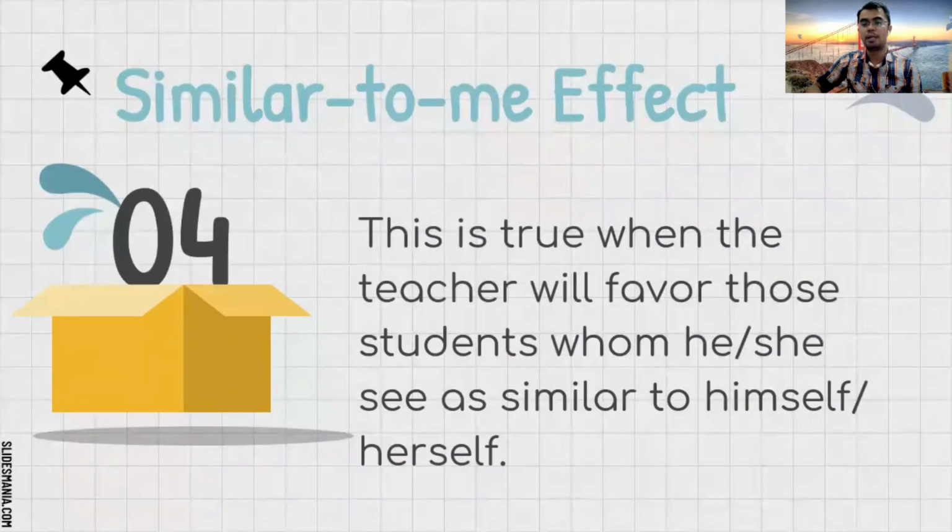Number 4, similar-to-me effect. This is true when the teacher will favor those students whom he or she sees as similar to himself or herself. Here, the teacher can relate to the current circumstances of the learner because he had similar experiences when he was still a student. For example, the teacher is a former working student. Then she has a working student who might encounter problems with school-related activities, and who might be given special exemptions.